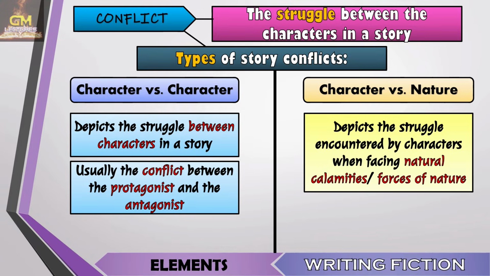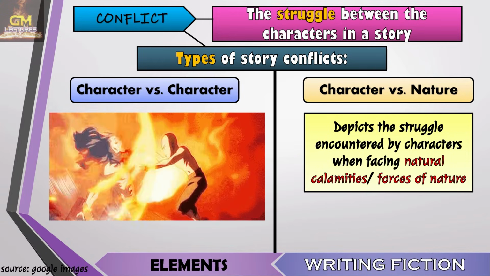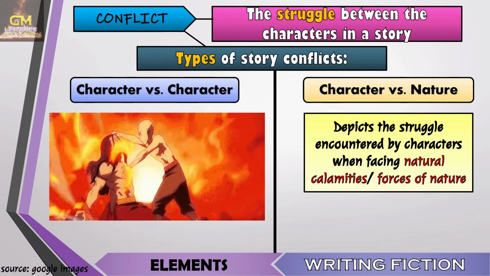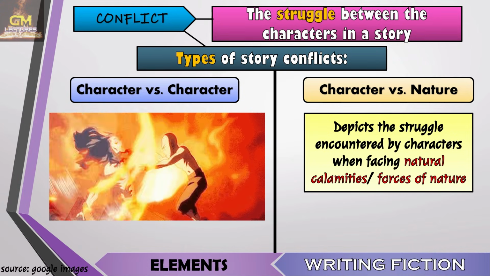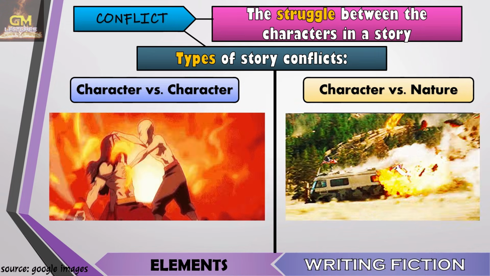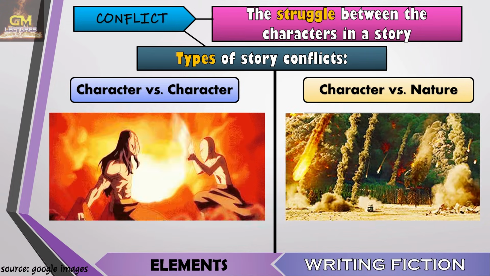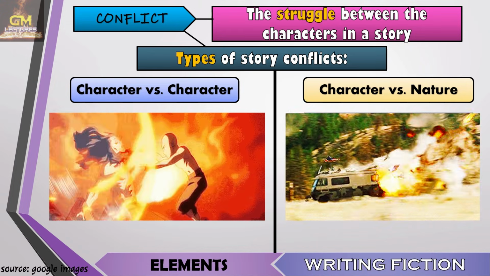An example of character versus character would be the struggle or the fight between Fire Lord Ozai and Avatar Aang, while an example of character versus nature would be the film 2012.